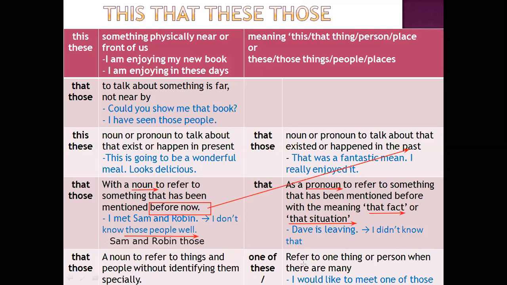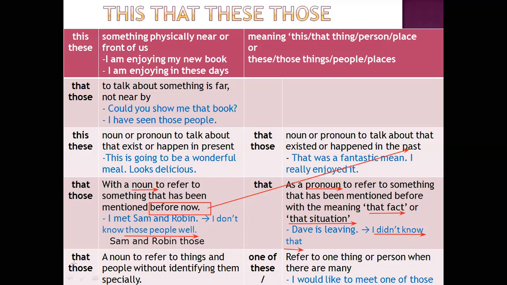Example: Dave is leaving. I didn't know that. The person here is saying I didn't know that, with the pronoun. I didn't know it before, right? Is that a fact or situation? So I didn't know that in the past, right? That's why we use it for something. If it's something about a fact or situation, we're going to use that. But if it's with a noun, talking about the past, we're going to use those.